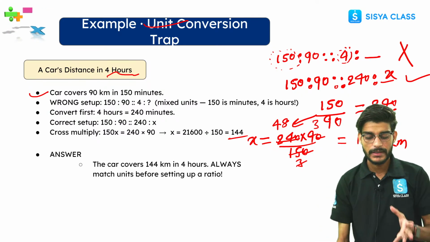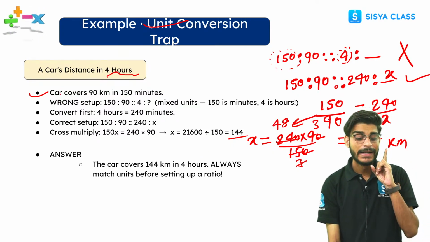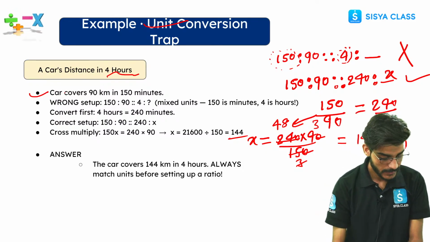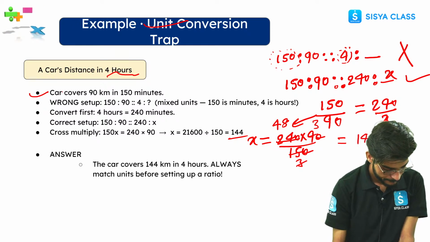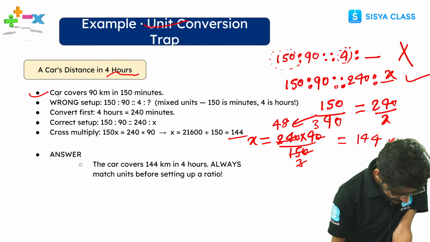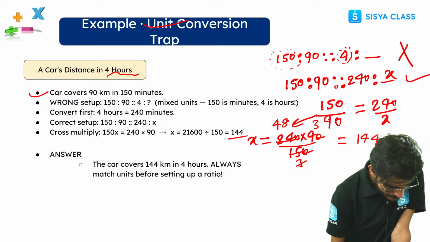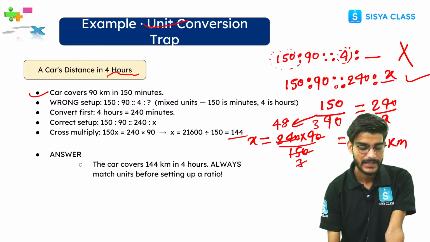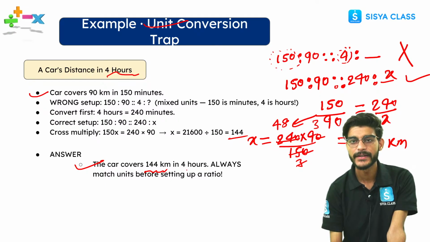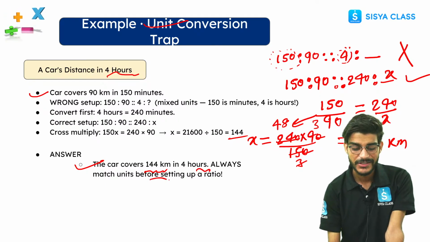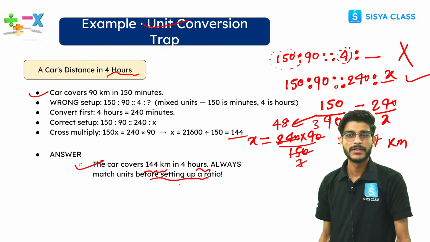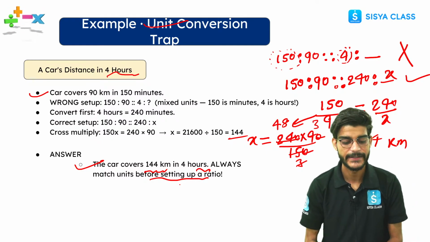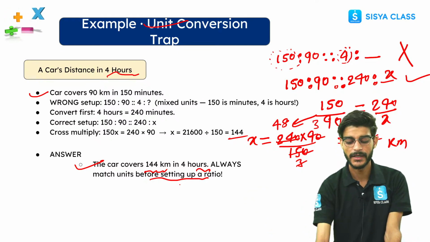So this is how you have to do it. The only thing that you have to keep in mind is to convert the hours into minutes. Okay, that's it. So the car covers 144 kilometers in 4 hours. Always match units before setting up a ratio. So this was the example where it is necessary to keep the units in mind. Otherwise, the proportionality will give the wrong answer.